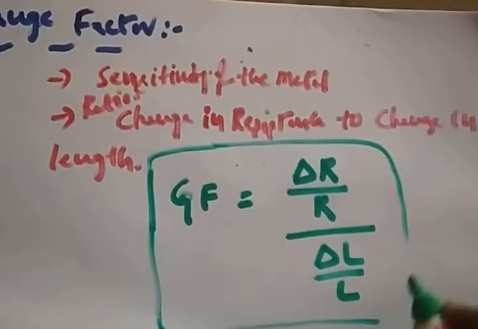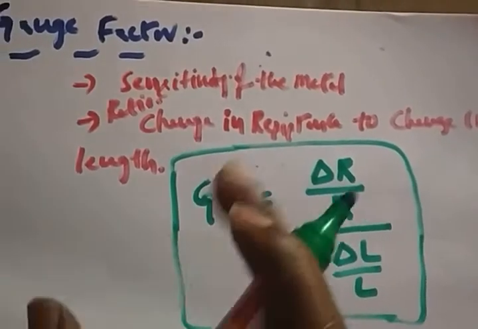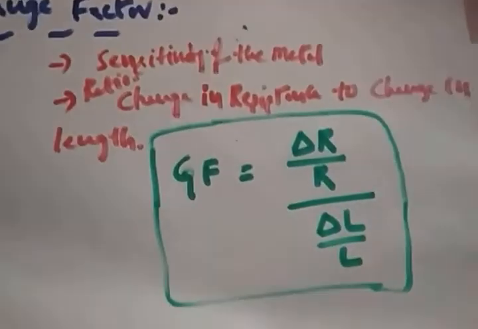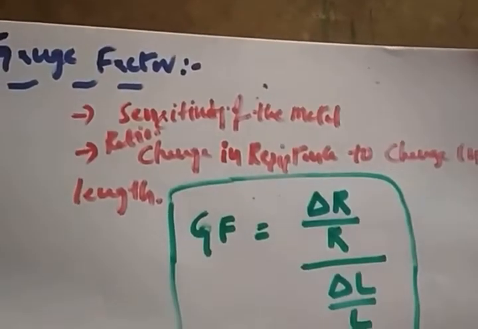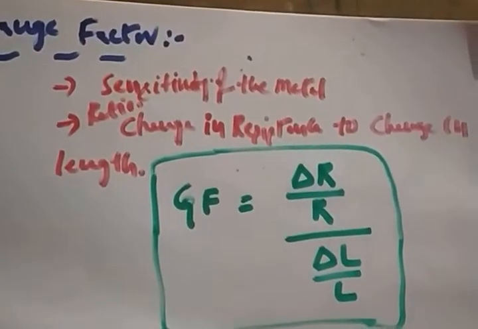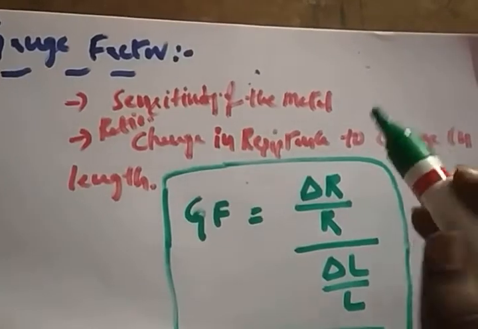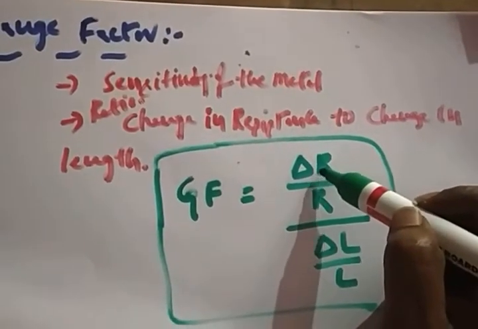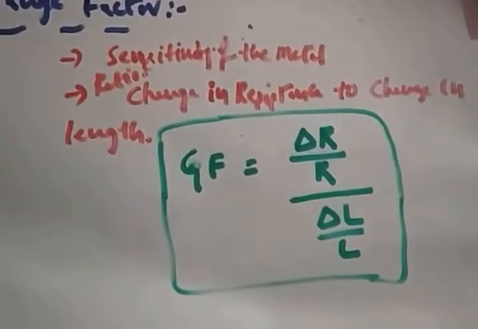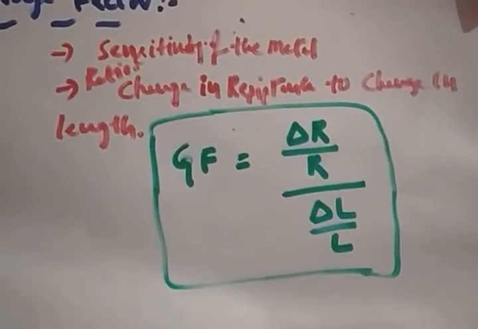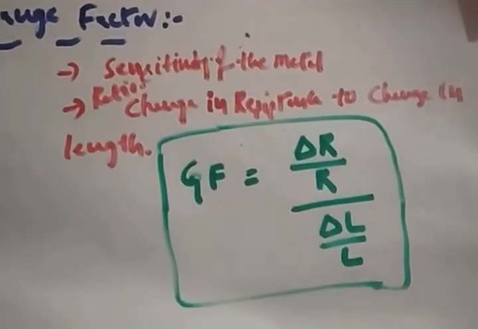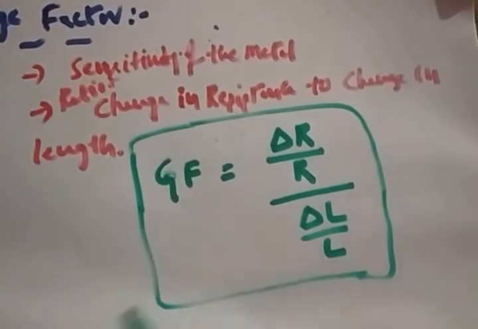If you want to measure the change in resistance, first you have to find out the gauge factor of the strain gauge. It shows the sensitivity of the material, right? So what is the sensitivity? What is your output? Delta R by R, the resistance is changing. What is the input? The length is varying. Like a sensitivity, right? So what is a gauge factor?